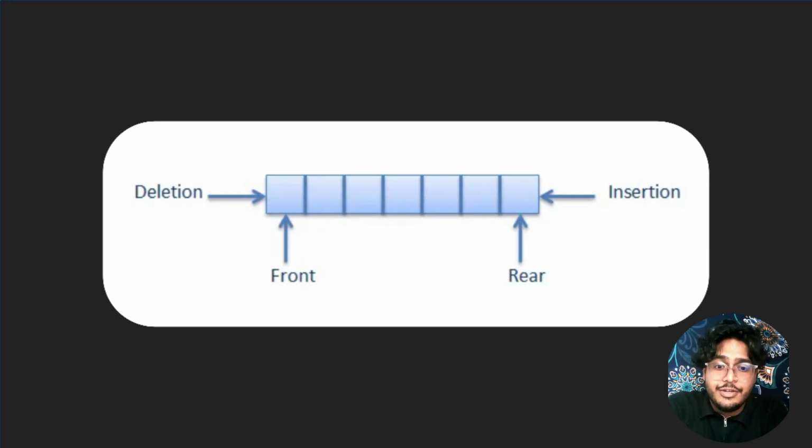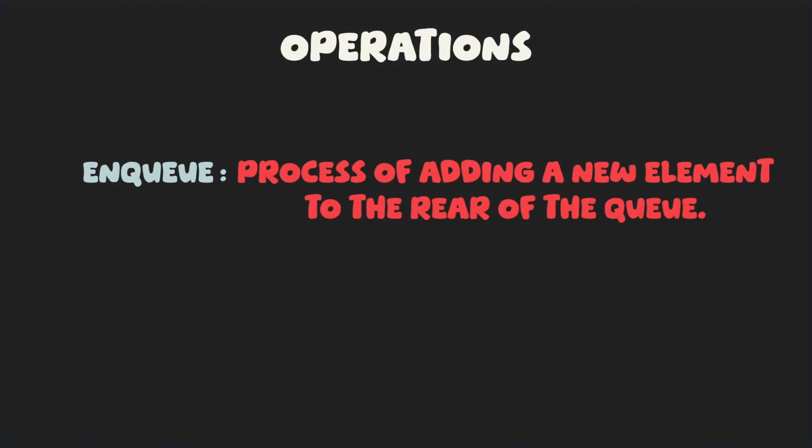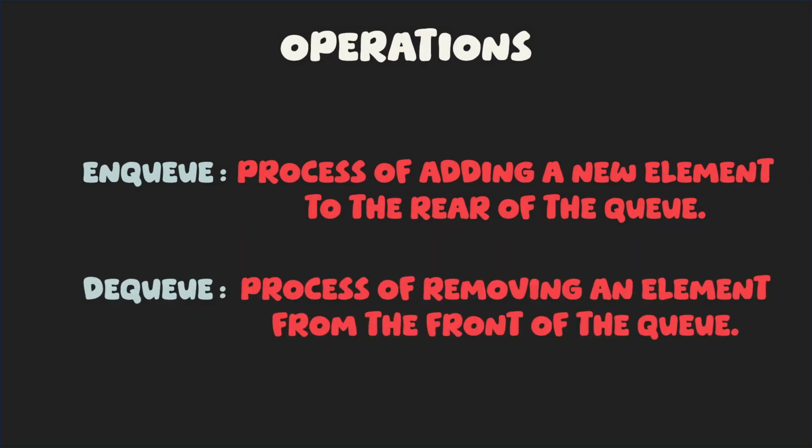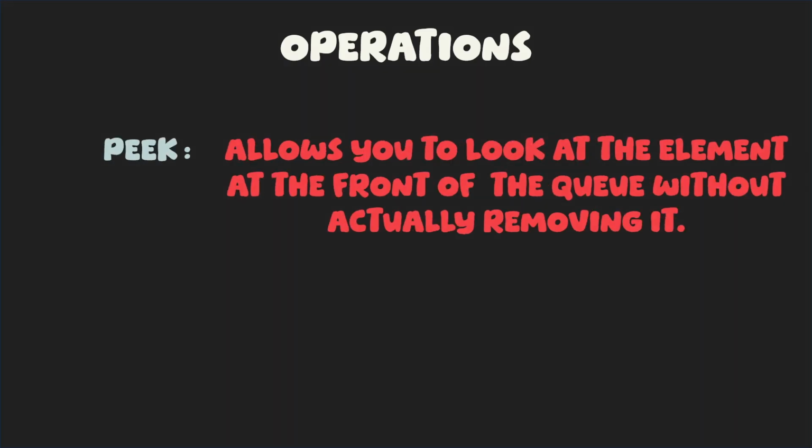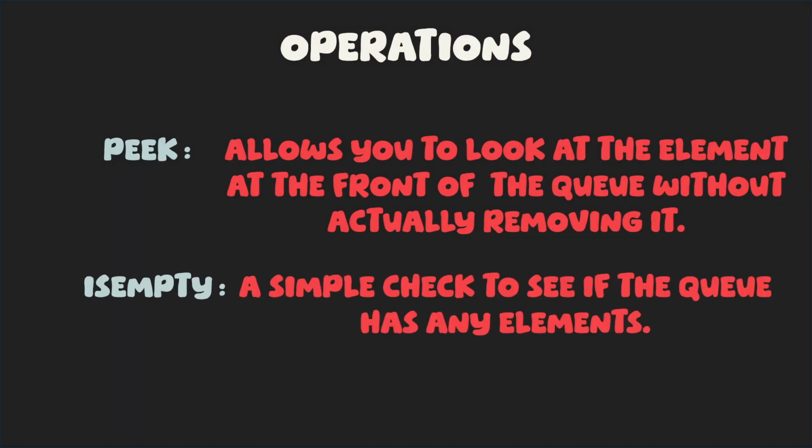The new elements are added to one end, often called the rear or tail, and existing elements are removed from the other end, called the front or head. There are a few core operations that define a queue. Enqueue. This is the process of adding a new element to the rear end of the queue. Dequeue. This is the process of removing an element from the front of the queue. Peek. This allows you to look at the element at the front of the queue without actually removing it. IsEmpty. A simple check to see if the queue has any elements.